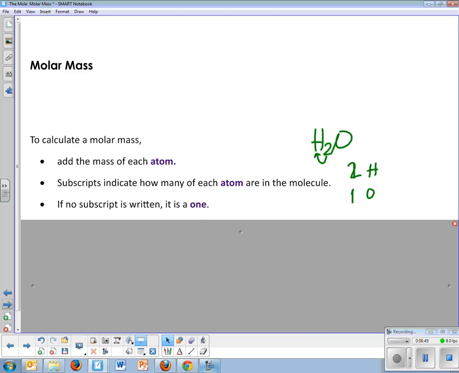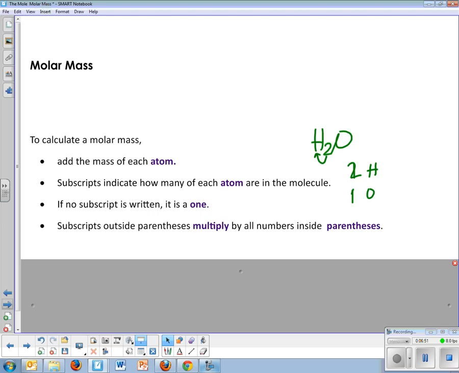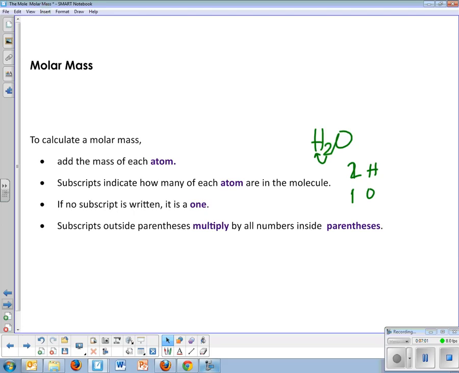Okay, now some molecules are written with parentheses. If you have a subscript outside of your parentheses, you multiply, just like you would in math. You always multiply with a number outside parentheses. So if you had, for instance, Mg(NO3)2, parentheses, NO3, parentheses taken twice, that 2 would multiply.